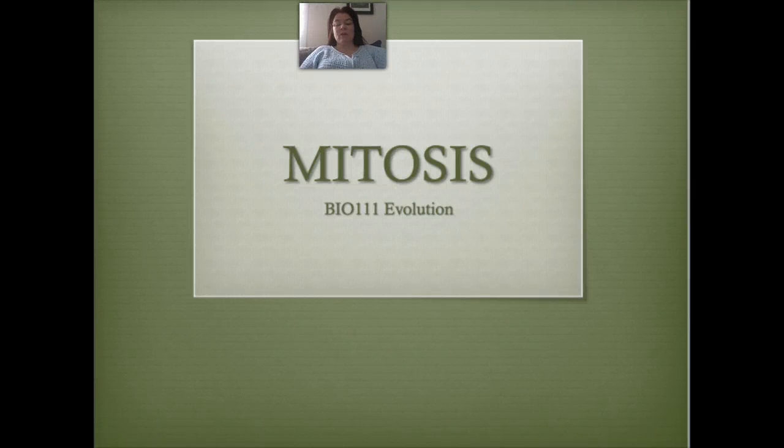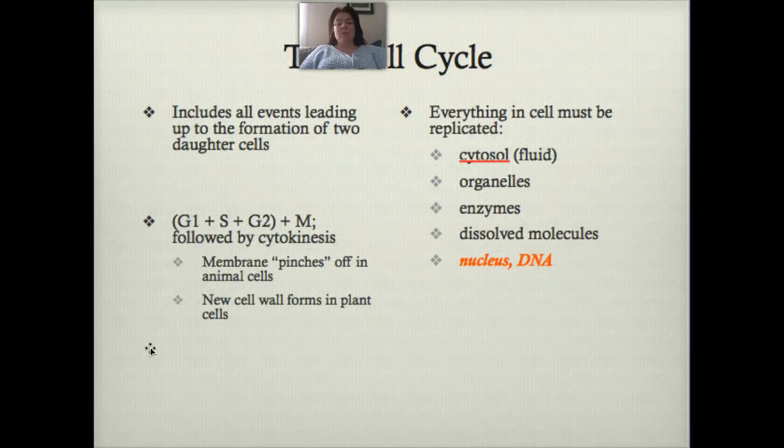Today we're going to be talking about the cell process called mitosis. Remember last time when we were talking about the cell cycle, and we said that that can be defined as all of the events that lead up to the formation of two daughter cells from one parent cell. We said that everything inside the parent cell has to be replicated so that each daughter cell gets a full complement of all of the components of the parent cell.